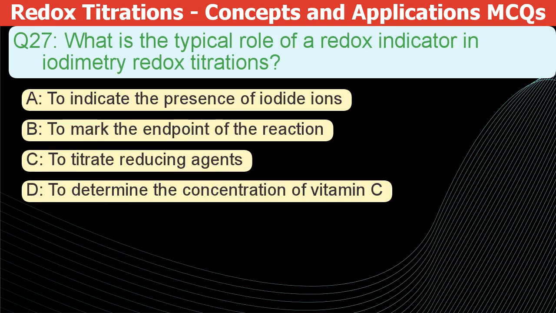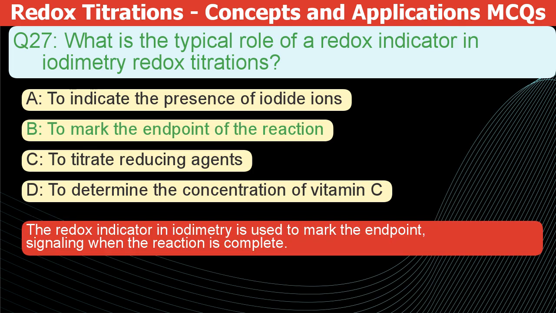What is the typical role of a redox indicator in iodimetry redox titrations? A. To indicate the presence of iodide ions. B. To mark the endpoint of the reaction. C. To titrate reducing agents. D. To determine the concentration of vitamin C. The correct answer is B. The redox indicator in iodimetry is used to mark the endpoint, signaling when the reaction is complete.